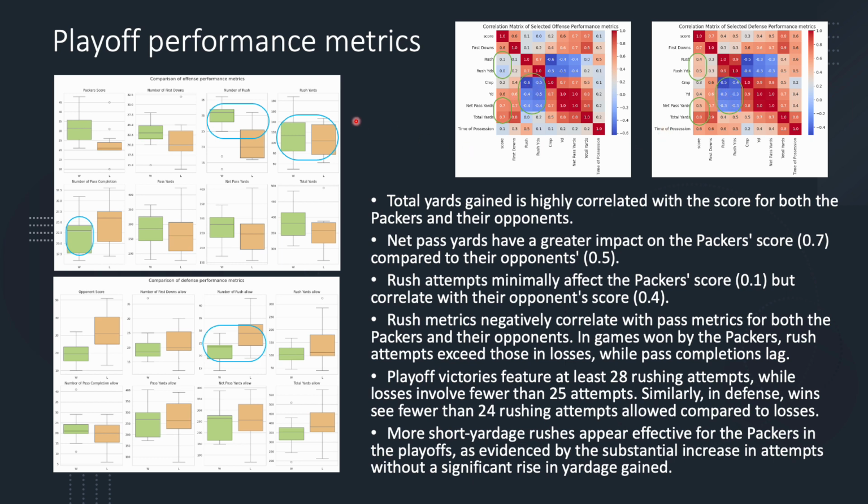In games won by the Packers, rush attempts exceed those in losses while pass completions lag. Playoff victories feature at least 28 rushing attempts, while losses involve fewer than 25 attempts. Similarly, on defense, wins see fewer than 24 rushing attempts allowed compared to the losses. Most short yardage rushes appear effective for the Packers in the playoffs.